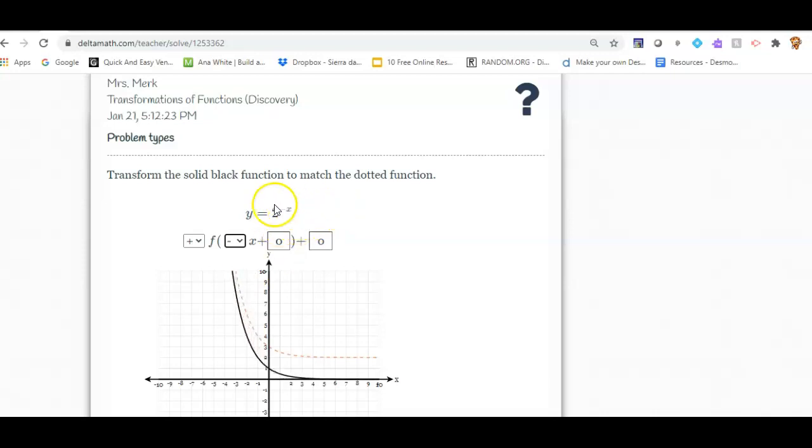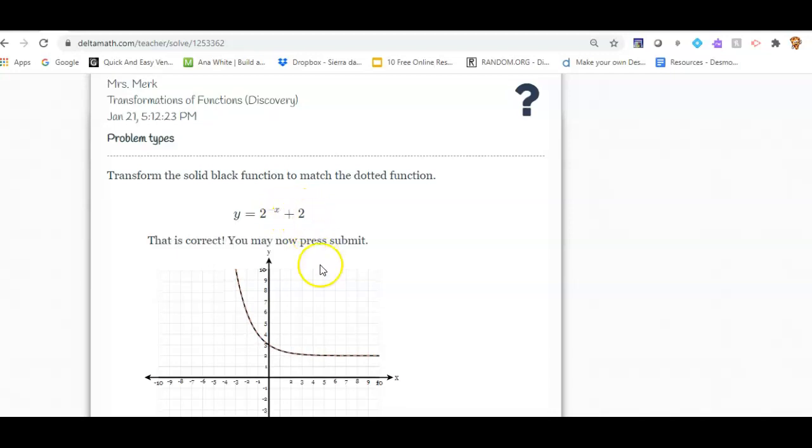Do you see how that changed the function up here? 2 to the negative x. I put the negative next to the x, not in front of the function, but next to the x. Now I need to make it go up a little bit. It looks like it needs to go up 2 units. So let's add 2 on the end. See how it adds 2 to the end? And that's all it took to get it where we needed.